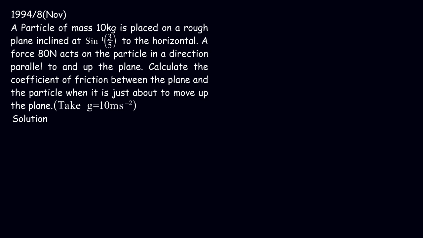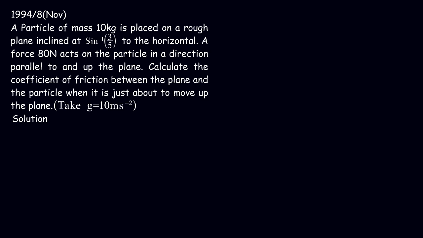Our next question is from November 1994 and it states that a particle of mass 10 kg is placed on a rough plane inclined at arc sin 3/5 to the horizontal. A force of 80 Newton acts on the particle in a direction parallel to and up the plane. Calculate the coefficient of friction between the plane and the particle when it is just about to move up the plane. Take g to be equal to 10 meters per second squared.